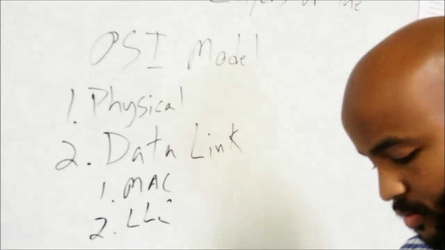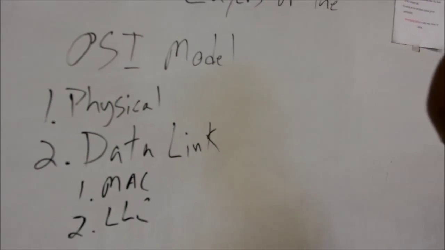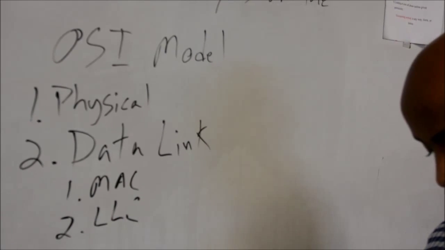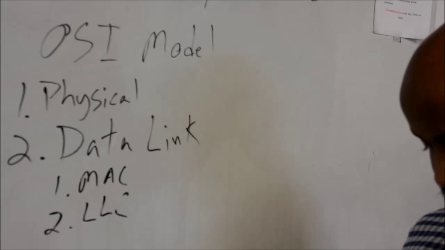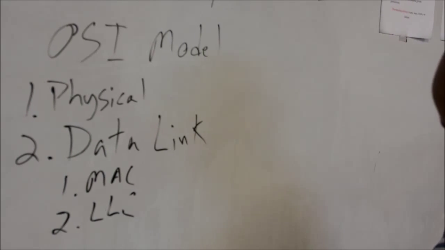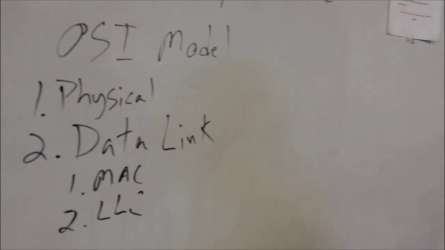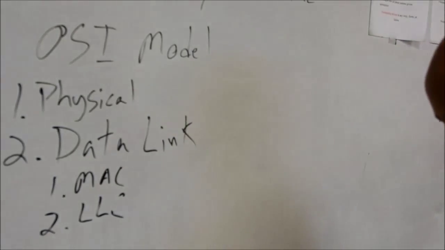The MAC sublayer controls how a computer on the network gains access to data and permission to transmit it. The LLC layer controls frame synchronization, flow control, and error checking. Layer 2 data link examples include PPP, FDDI, ATM, IEEE, and so on.